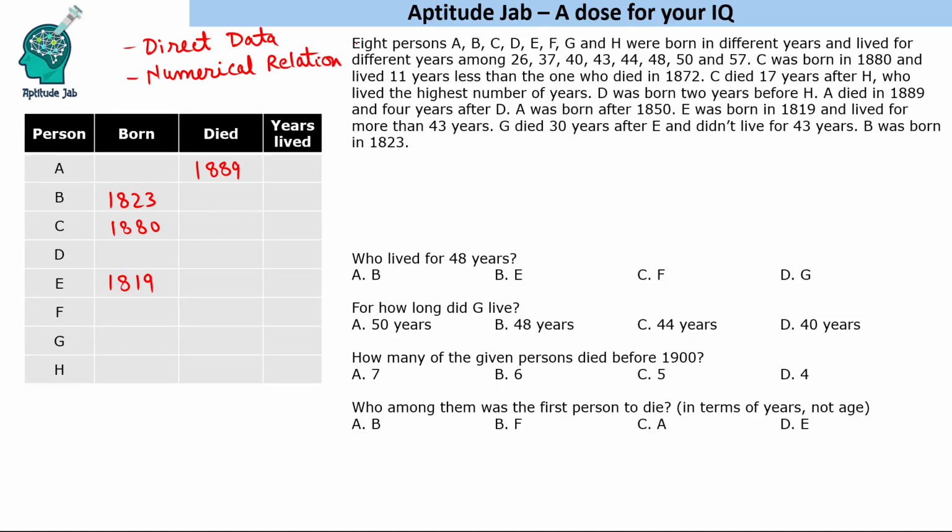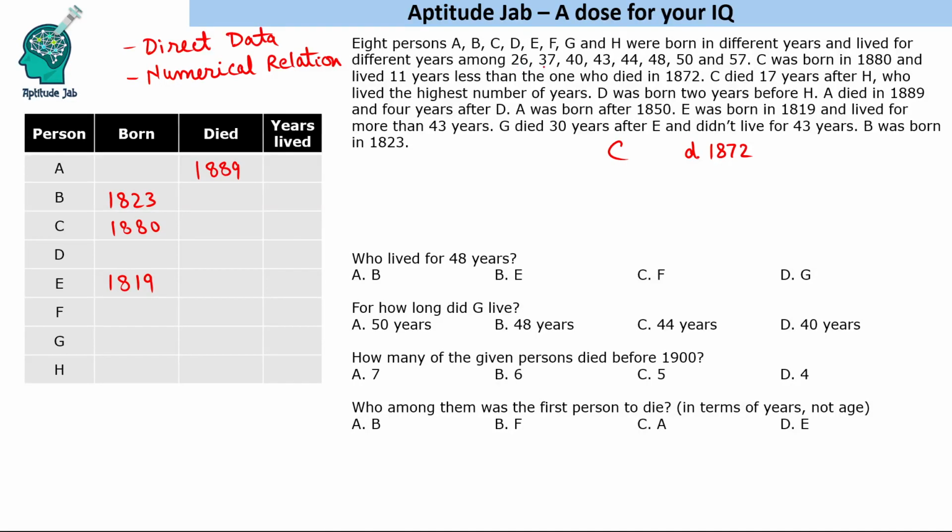So numerical relation here means that if some information is given like this, let us see this: C lived 11 years less than the one who died in 1872. Now if you see these numbers, you won't get too many cases where the difference is 11 years. So C lived 11 years less than the one who died in 1872. We do not know the name of the person, so we are writing like this.